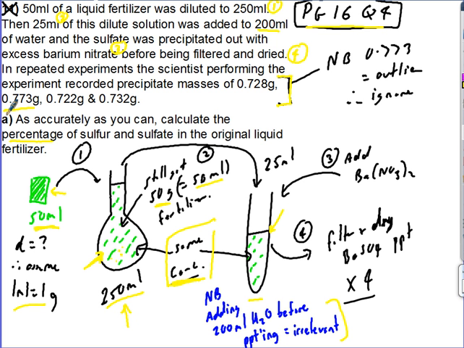So whenever they give you sets of experimental data, always expect that one of them is going to be an outlier. And as you can see there, the 0.773 grams is the outlier, so we're not going to include it. So I just want to recap on the key ideas.